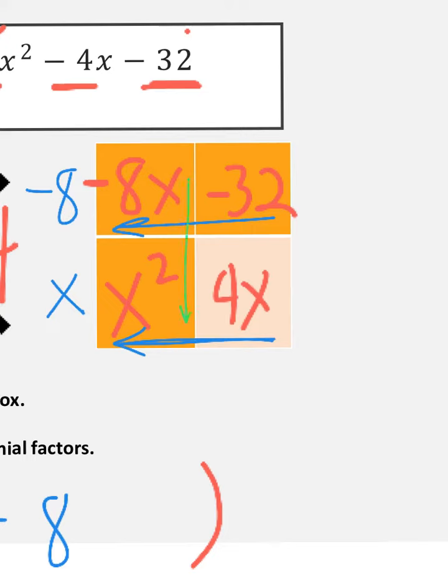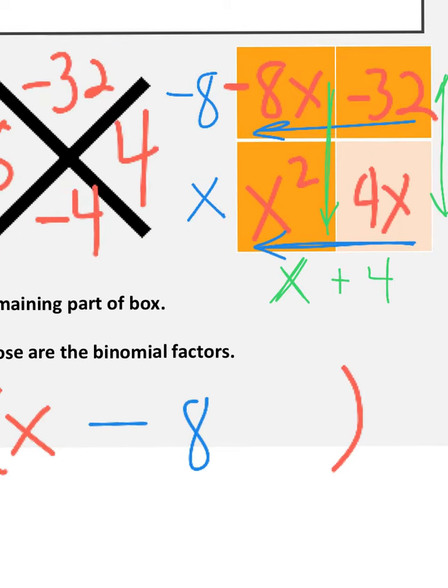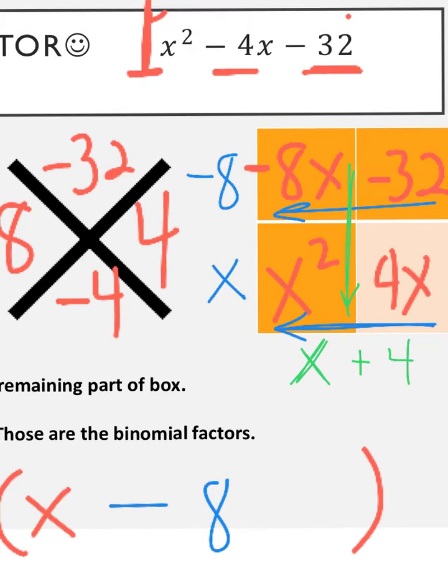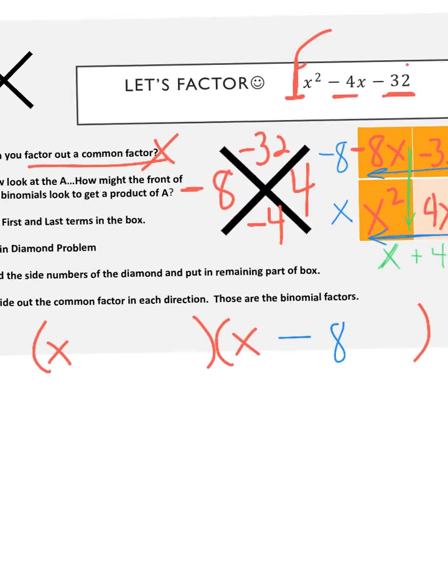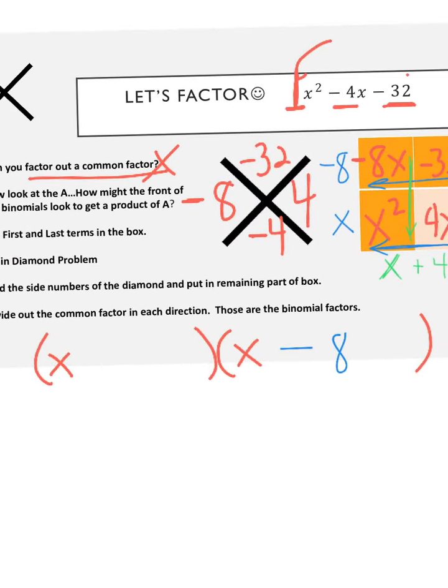This direction. Negative x, 8x and x squared, biggest common factor is x. And then here, the biggest common factor would be 4. And so our factors are, whoops, x plus 4 and x minus 8. And sure enough, if we multiply them out, we get x squared.